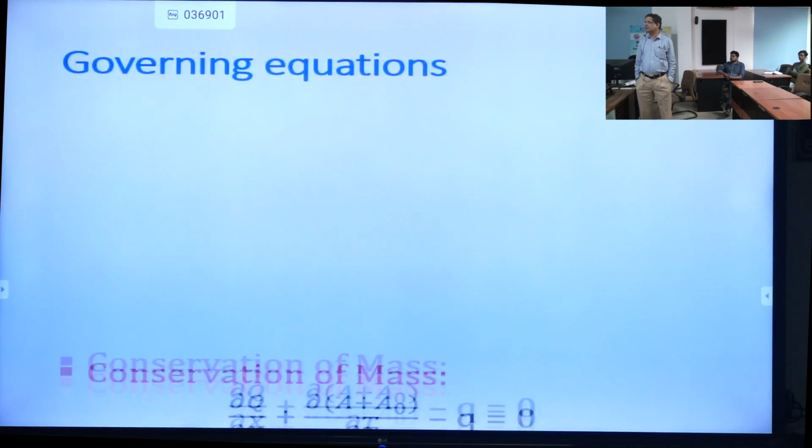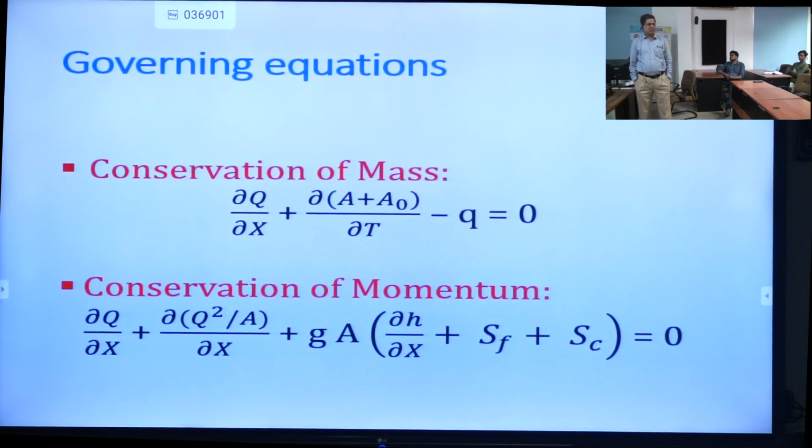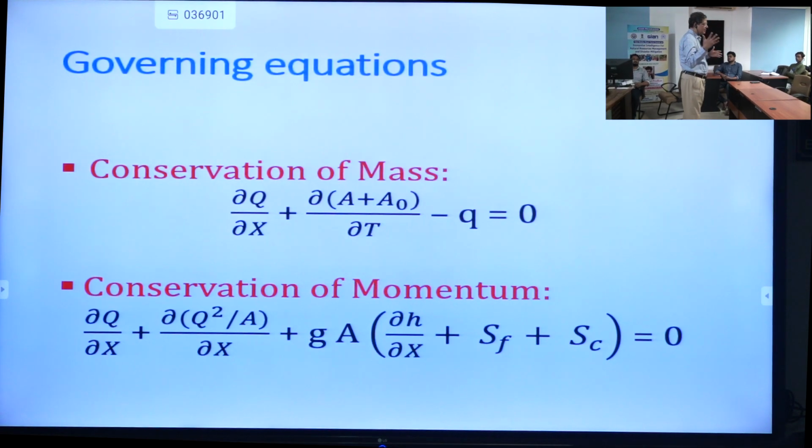Next. So these are the governing equations. As I said, I am not going into details of these equations. If you want to know more, you have to see the literature on this. But let me tell you just one thing. This A and A0 means it is like your river channel.